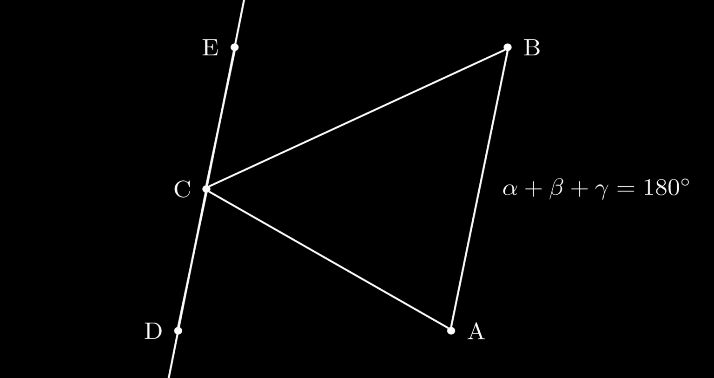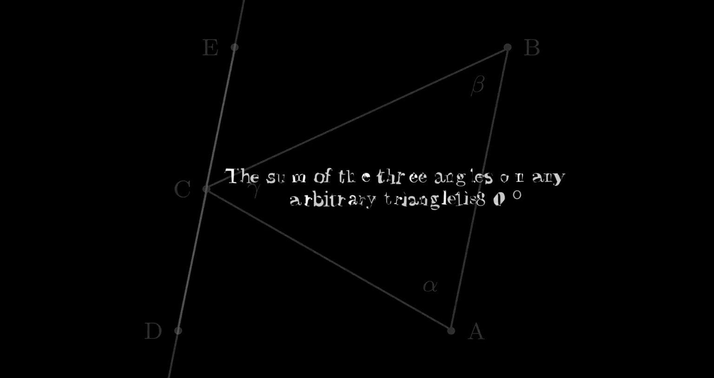Remember that alpha, beta, and gamma are also the sizes of the three angles of our triangle as well. Therefore, the sum of the angles of our triangle, and any arbitrary triangle for that matter, is 180 degrees. And just like that, we have our proof.